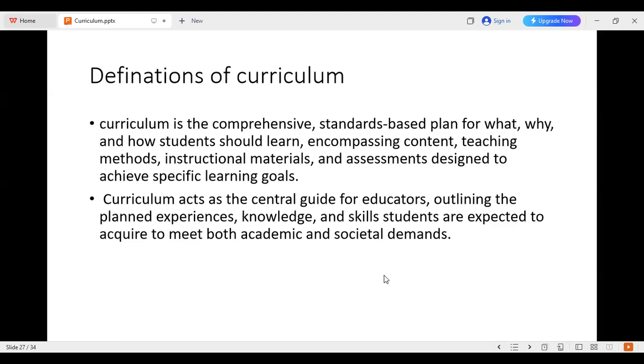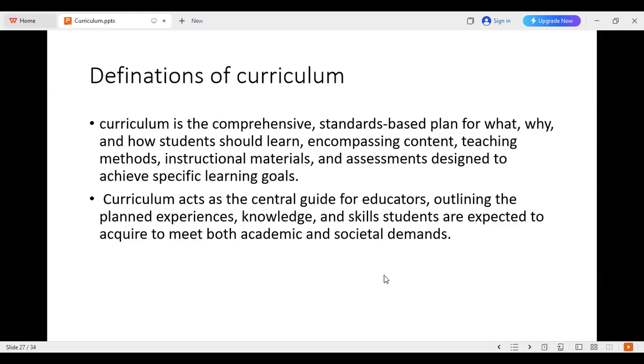Encompassing content. Whenever we select content, subject content, very carefully we should select the relevancy of the subject. Very important. Then teaching method, selection of teaching method, also very important.